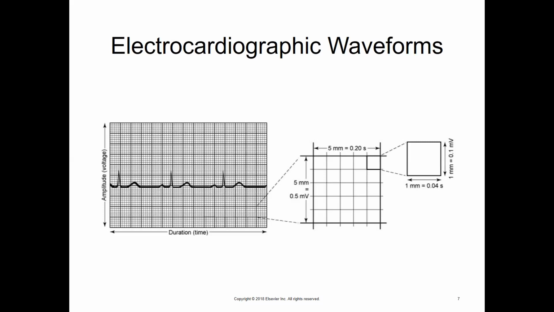But what we are going to do, we can determine a rate by looking at an EKG. And so you'll see how these little squares are broken down into times. Each small square, and you see the bigger square here.